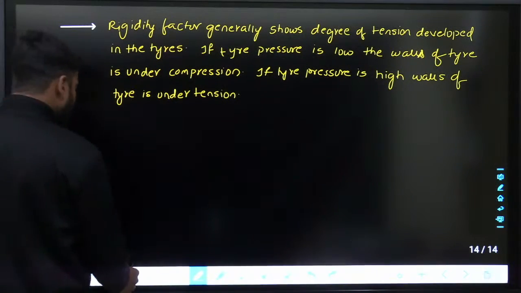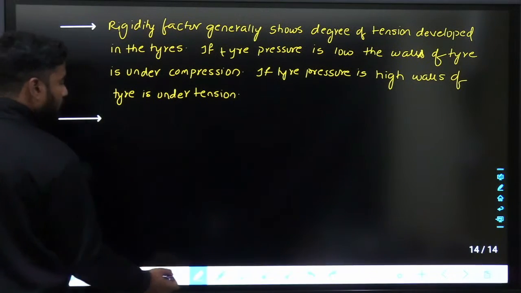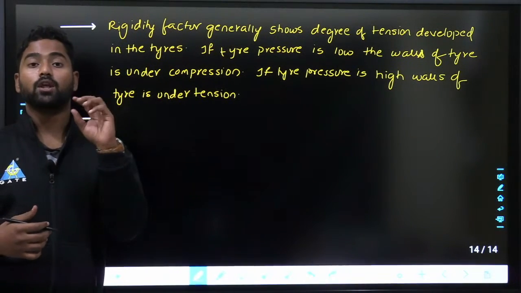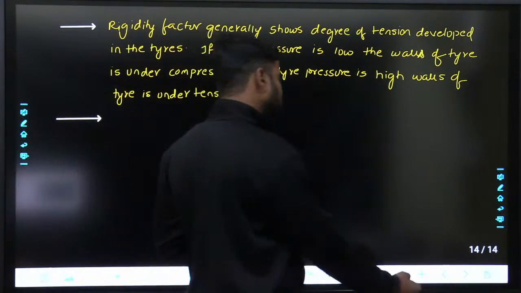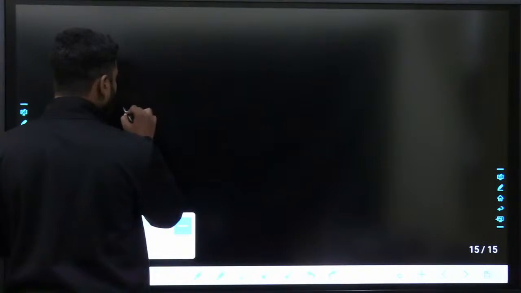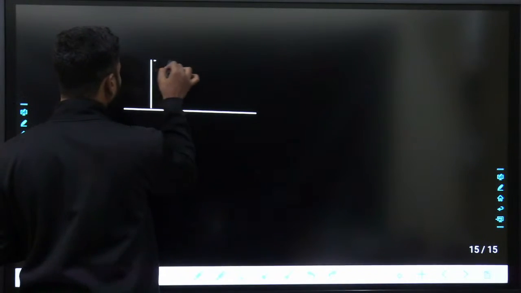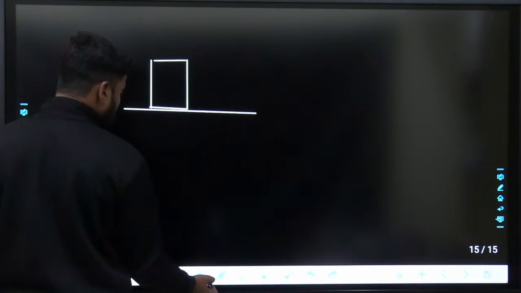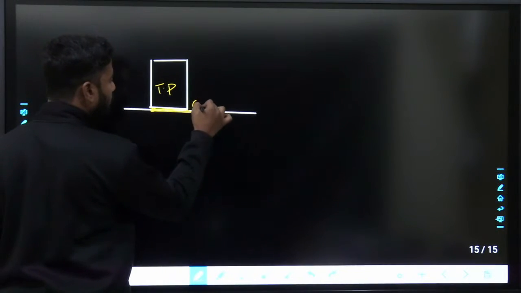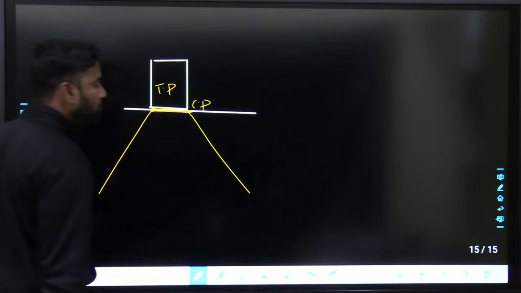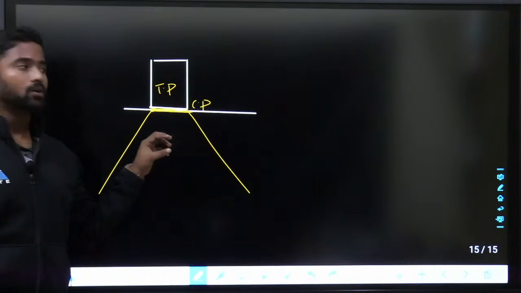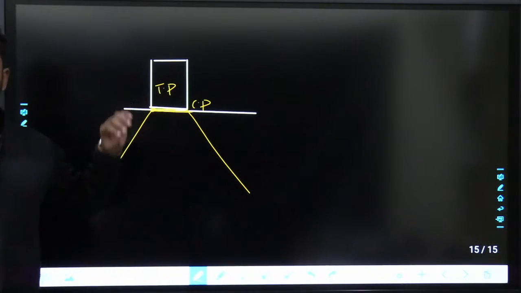And in designing of the pavements, we are not worried about tire pressure. We are worried only about the contact pressure. Why? Because the pressure that is developed at the contact is the one which will be transferred to the bottom. Tire pressure is the pressure developed inside the tire. Contact pressure is the pressure developed at the contact. So this is the pressure that will be transferred onto the pavement, right? So while designing the pavement, contact pressure is the one we are more worried about compared to tire pressure.